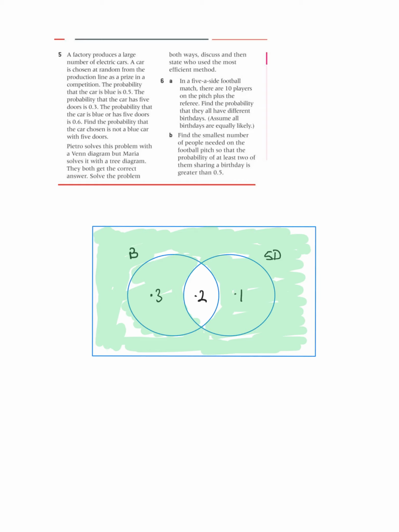Let's write that here. So the probability that the car chosen is not a blue car with 5 doors equals 1 minus 0.2, and that equals 0.8.